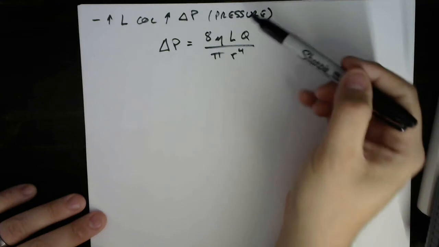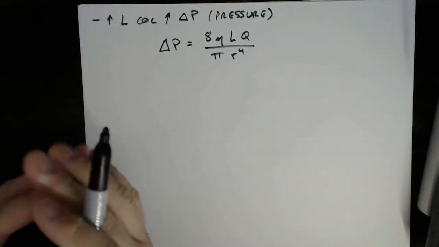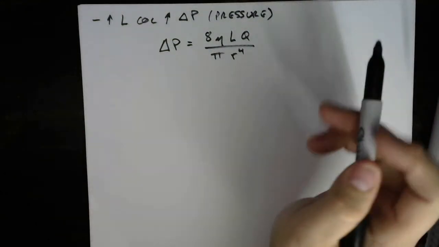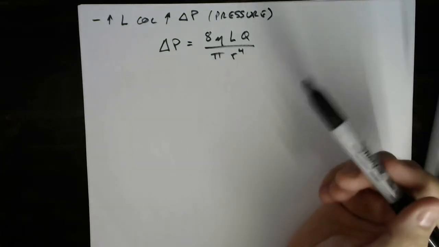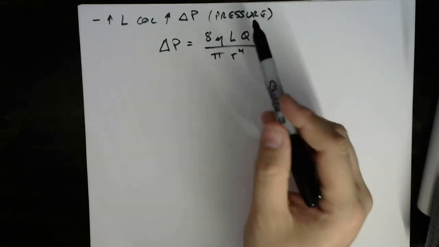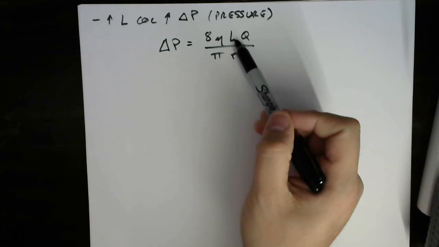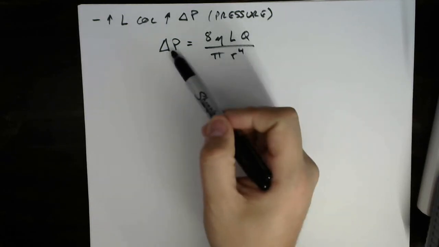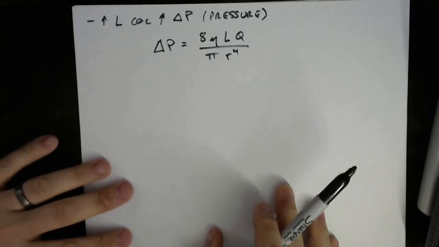So that shows us that if we dramatically increase, a 10-fold increase, the length of the column to get all those extra interactions in the LC concept, we need to 10-fold increase the pressure.